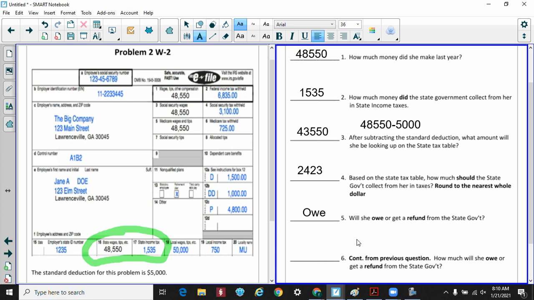Now, how much will she owe? Again, a simple subtraction problem will help us out here. And that gives us $888 that she will have to pay to the government. All right, last question.